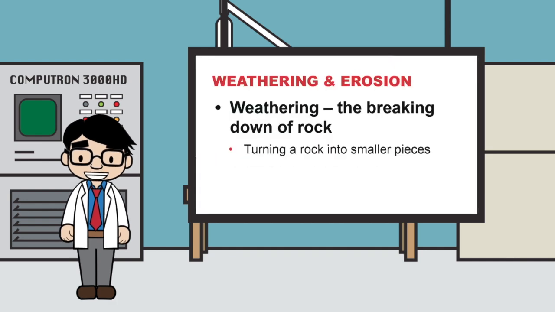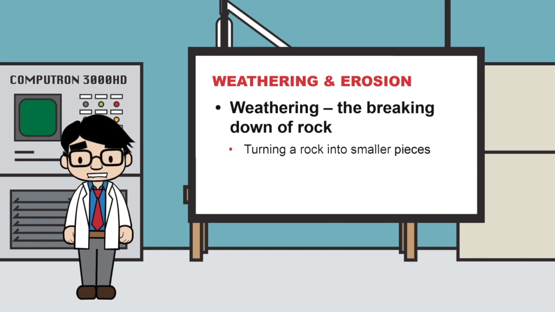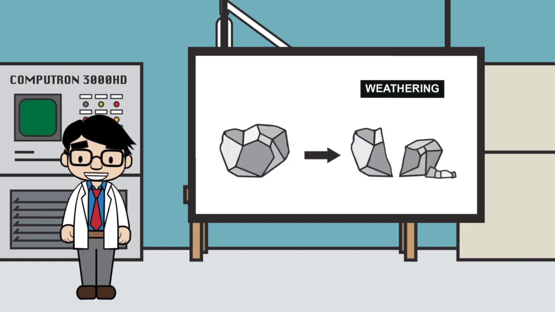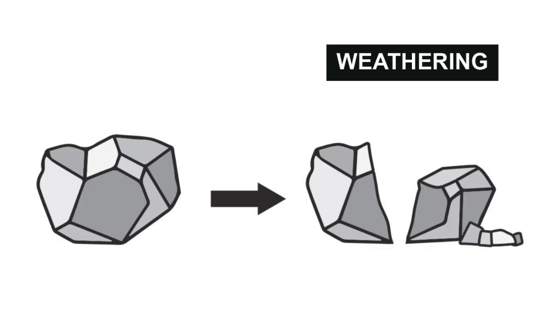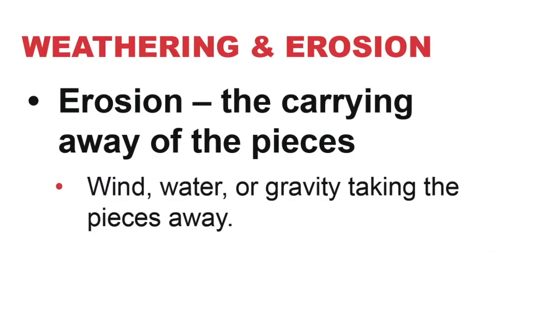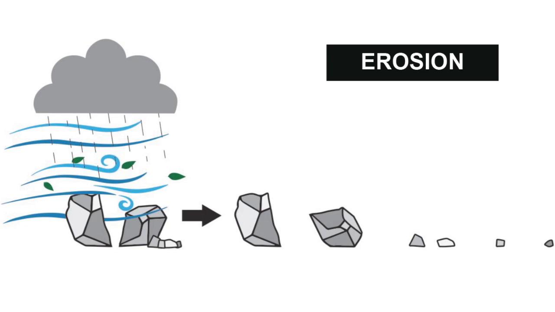Weathering and erosion are also a very important part of the rock cycle. Weathering means the breakdown of rock, turning a rock into smaller and smaller pieces until you get fine sediments. Erosion means the carrying away of the pieces. Wind, rain, or gravity will take those pieces further and further away from its original location.